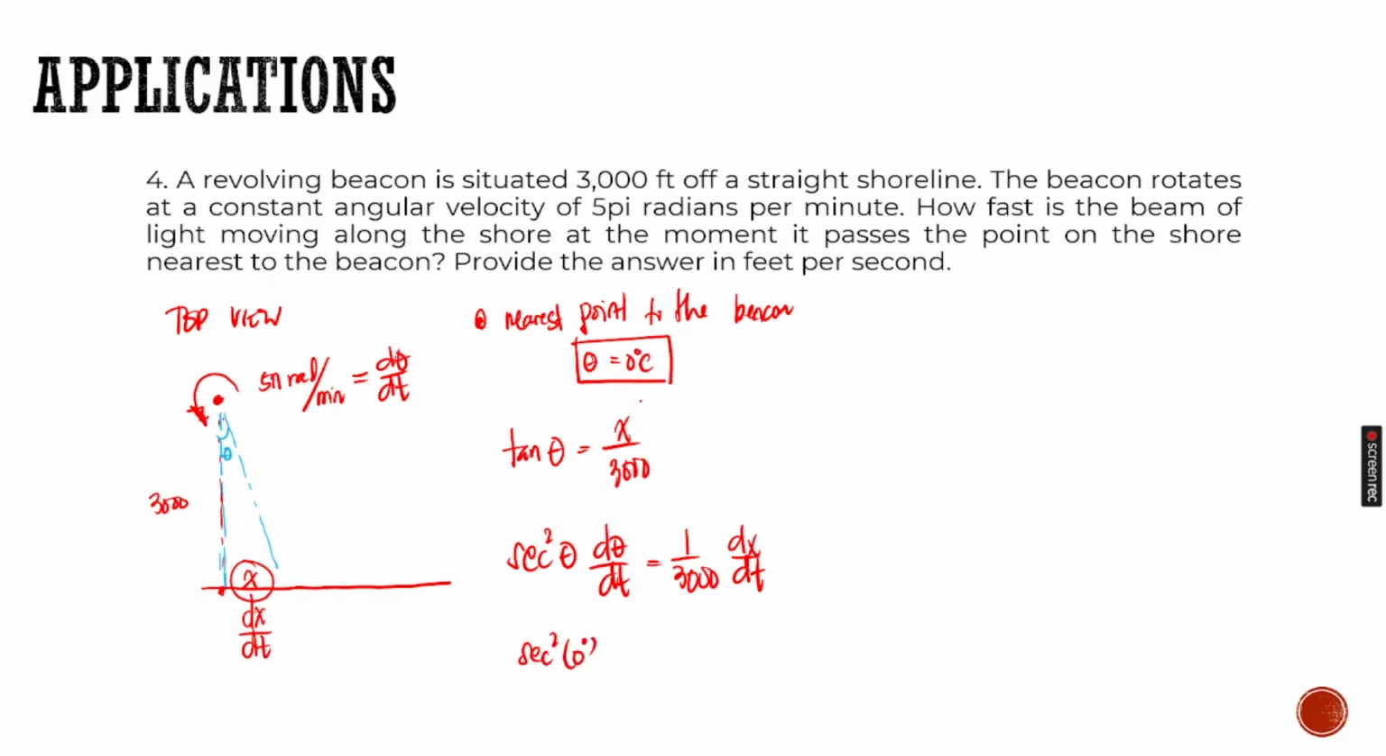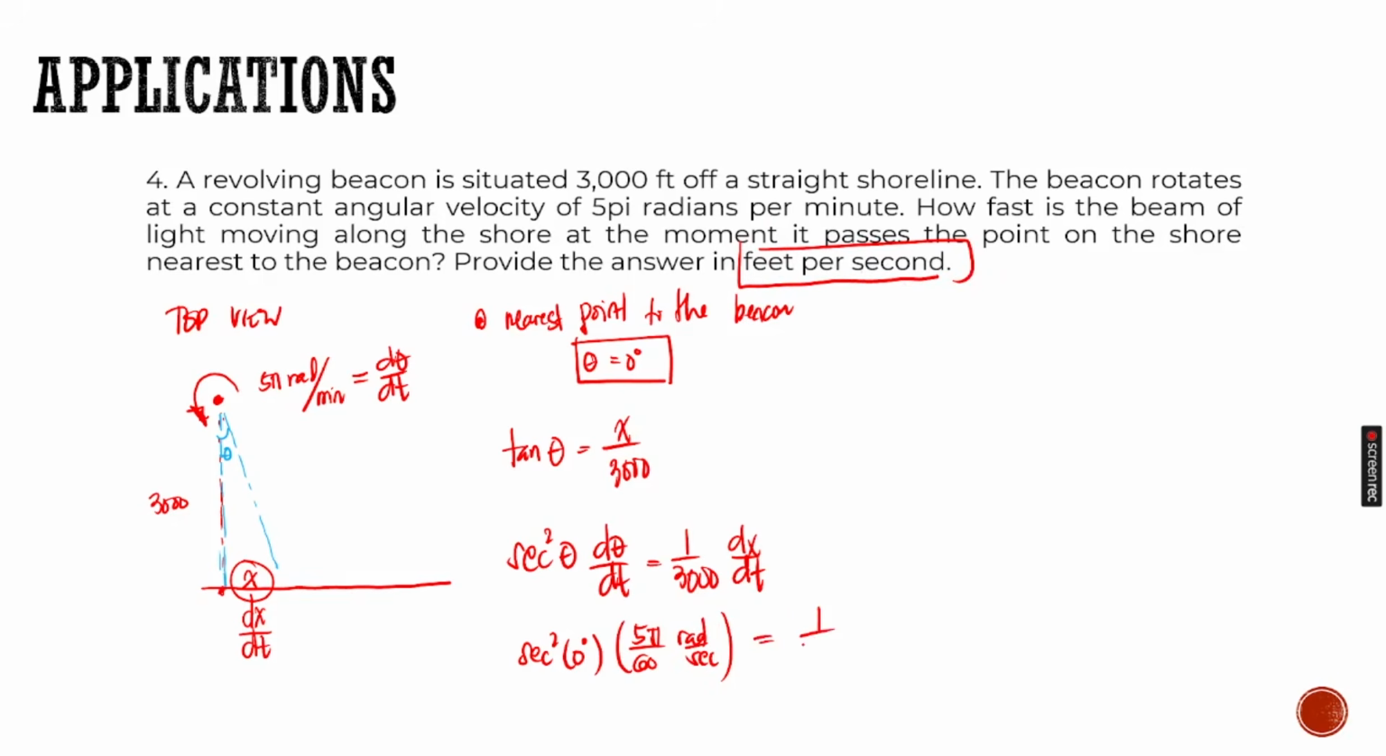Degrees Celsius. Sorry, this one is 0 degrees. So this d theta over dt is what? 5 pi radians per minute. So we will divide this one by 60 so that we have radians per second, because we need to provide our answer in feet per second.